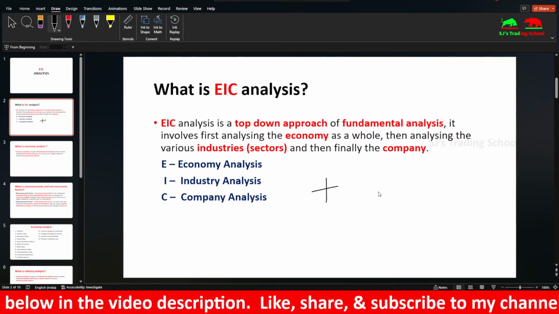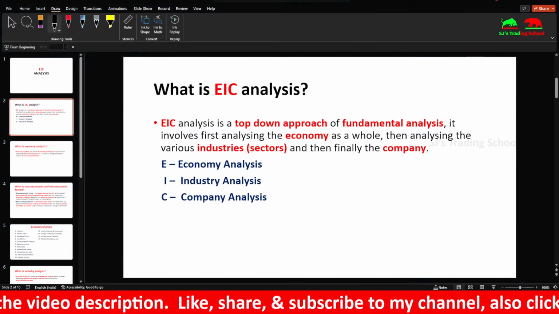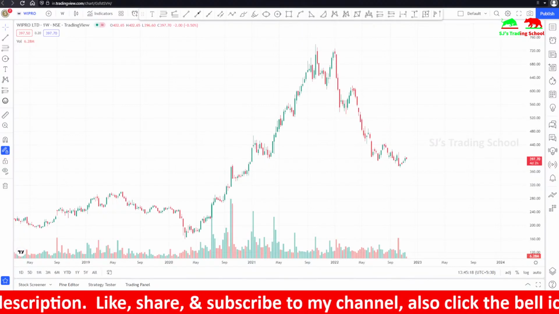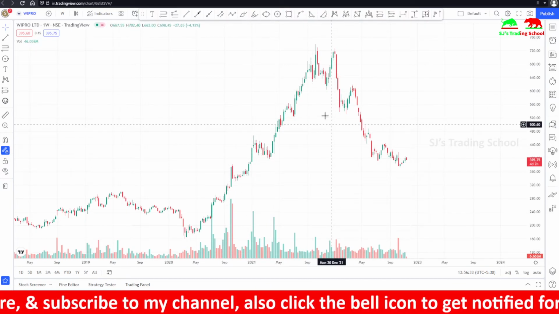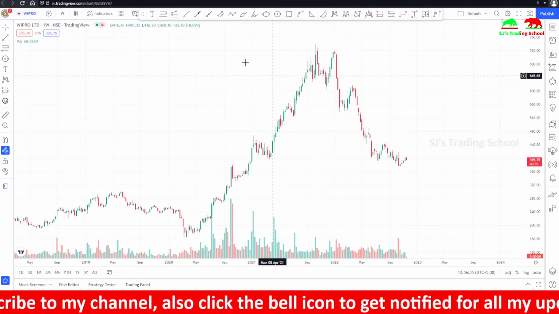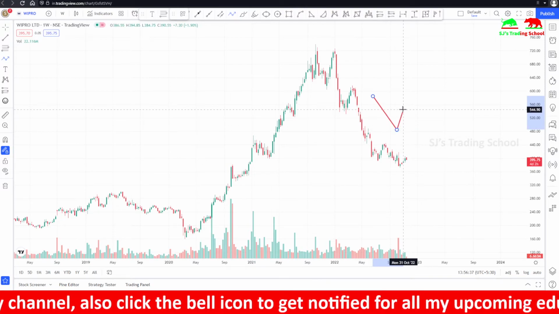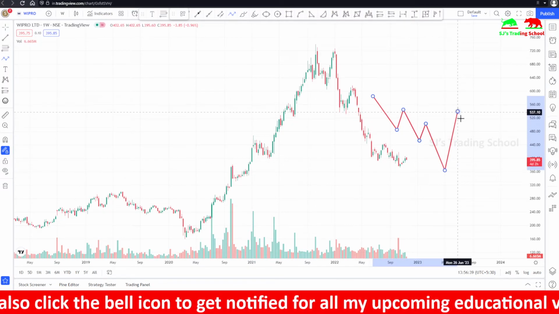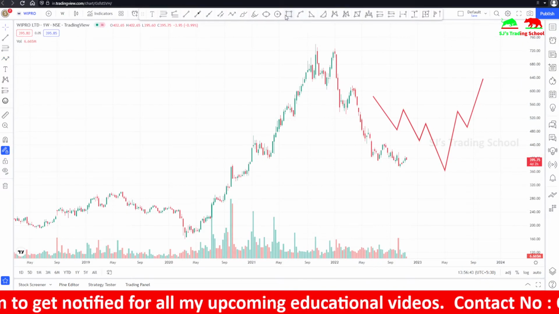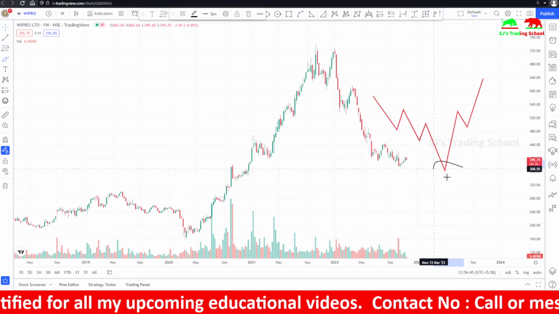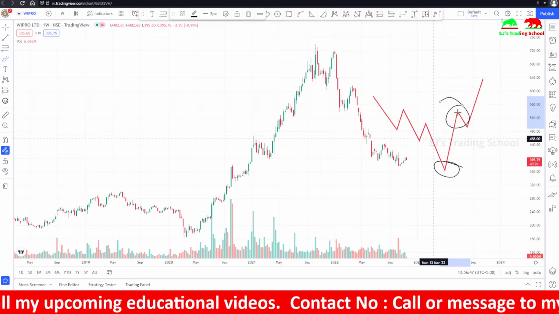So I'll show you a chart. Wait a minute. So this is the chart. I have brought Wipro stock. So you are analyzing Wipro stock and you are finding whether it's technically bullish. You can see it's technically bullish. So you are planning to buy the stock either here or here.